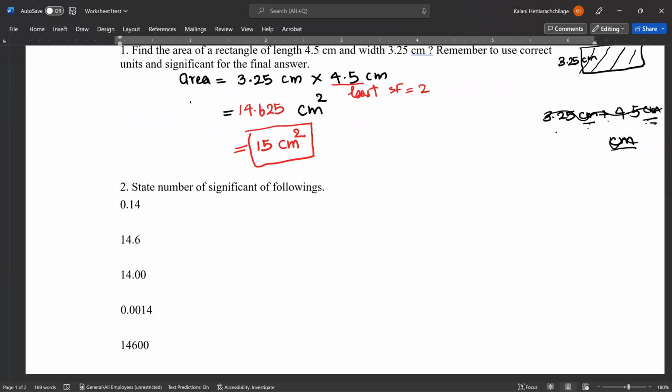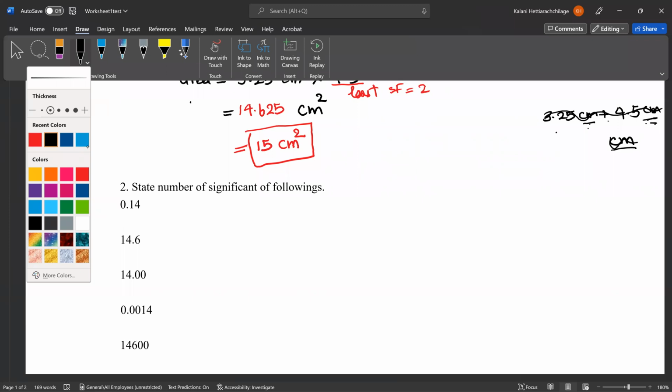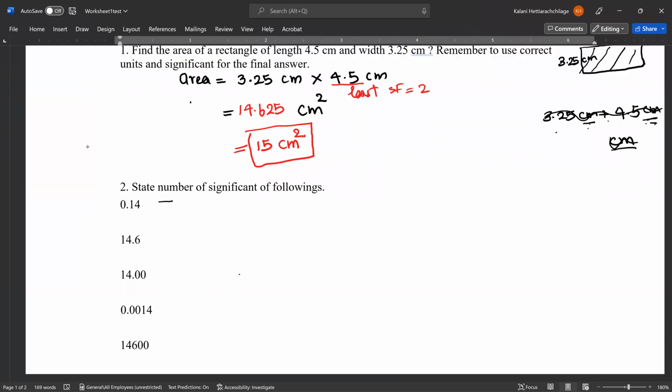Okay, so now let's move into counting sig figs and write the answer. So state number of sig figs. Everybody knows in this number I have 1, 2 sig figs. And this number I have 1, 2, 3, 3 sig figs. This number I have 1, 2, 3, 4, 4 sig figs. And this number I have 1, 2. Beginning zeros and ending zeros will not count. But if you have zeros in the middle or zeros at the ending after decimal place, you need to count this as 3 sig figs.